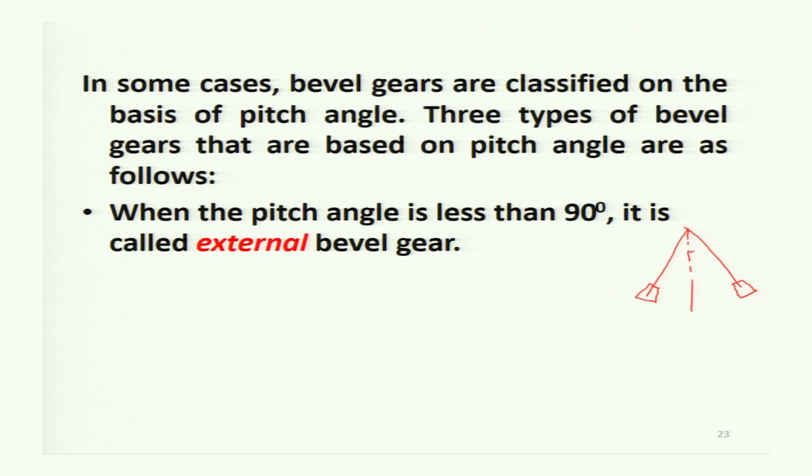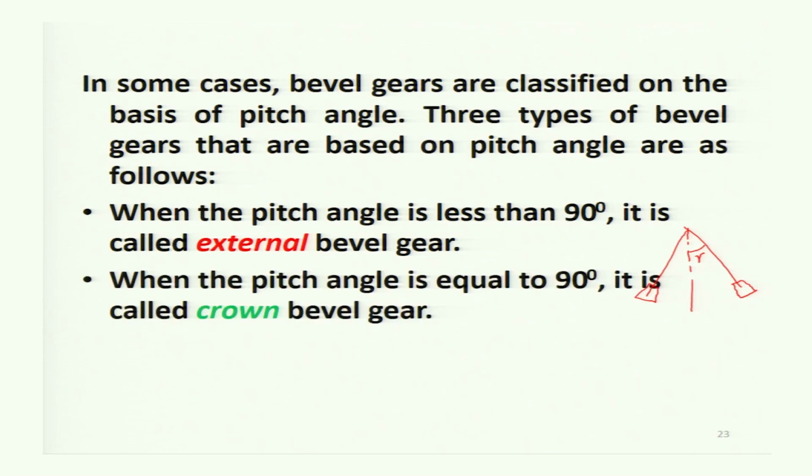So this is your pitch angle gamma. When the pitch angle is less than 90 degrees, it is called the external bevel gear. When the pitch angle is equal to 90 degrees, that means this angle is 90 degrees, then it is called the crown bevel gear.